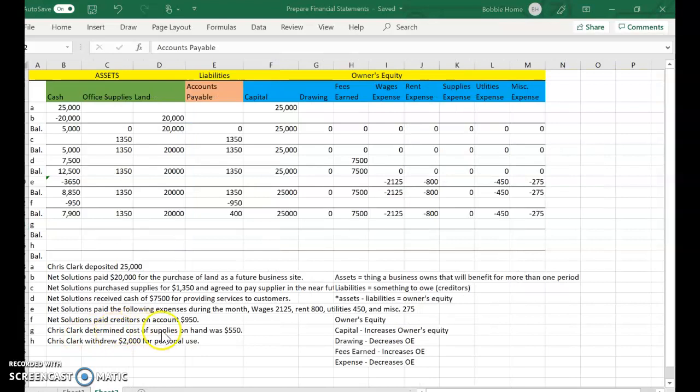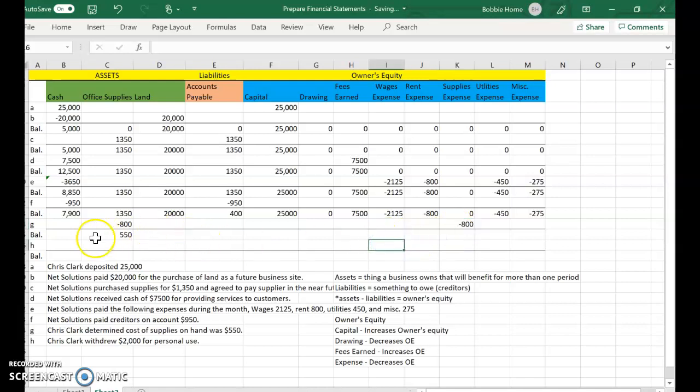Okay, for G, Chris Clark determined cost of supplies on hand was $550. What that means is, instead of every time we use a supply, we make a journal entry, we just wait to the end of the period and figure out how much is left, and that will tell us how much we use. So we had $1,350, we've used $550, we have on hand $550. So we're working backwards here. That means we've used $800 of supplies. So we need to record $800 in supplies expense, which is a decrease to owner's equity.